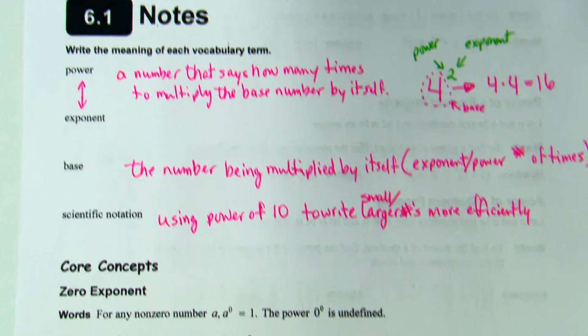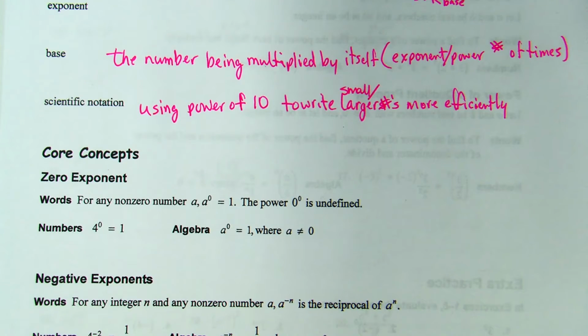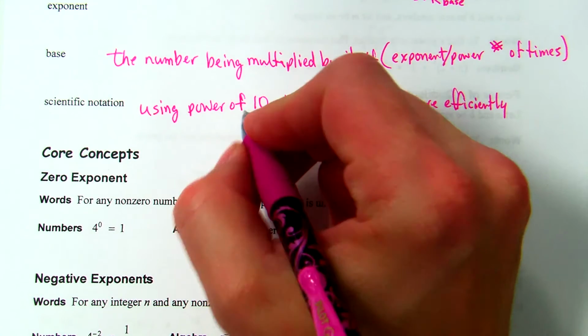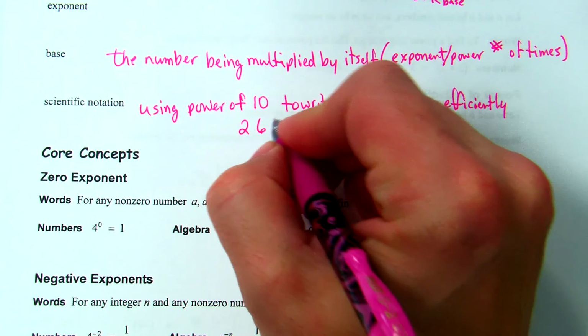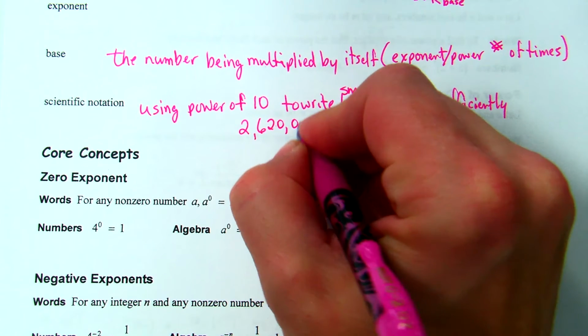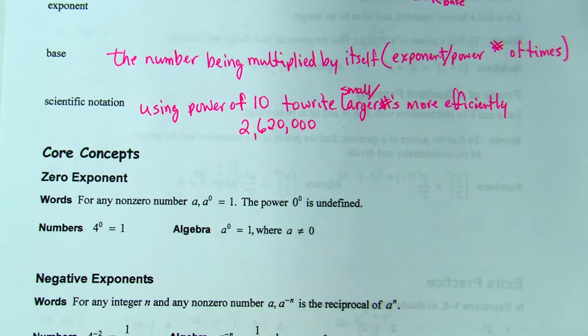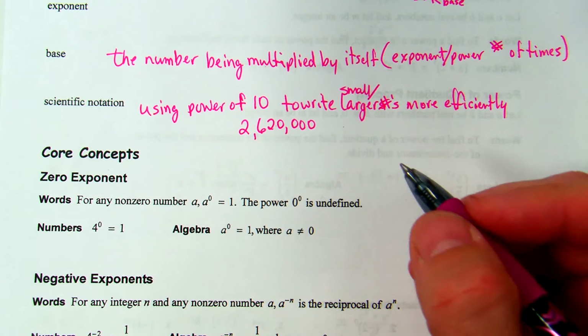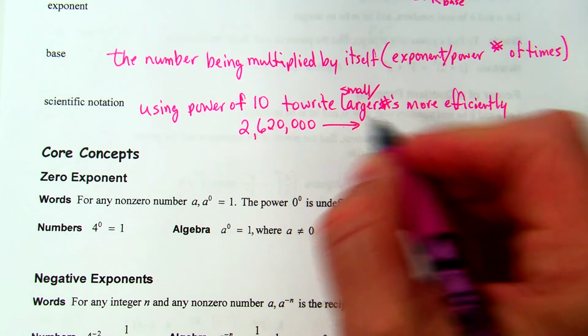All right, now I'll give you an example of that. If we were to take the number 2,620,000 and we wanted to write that in scientific notation, well, then we just take tens, the power of 10. We're just basically taking zeros off or decimal places off to get this number down to a smaller number. We would use this scientific notation.